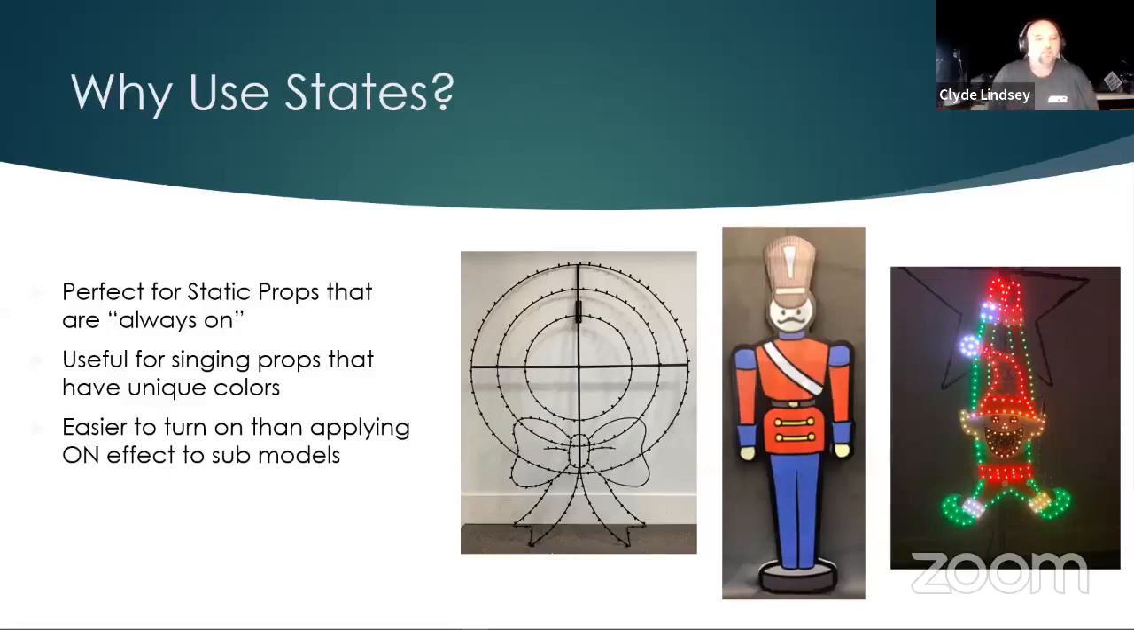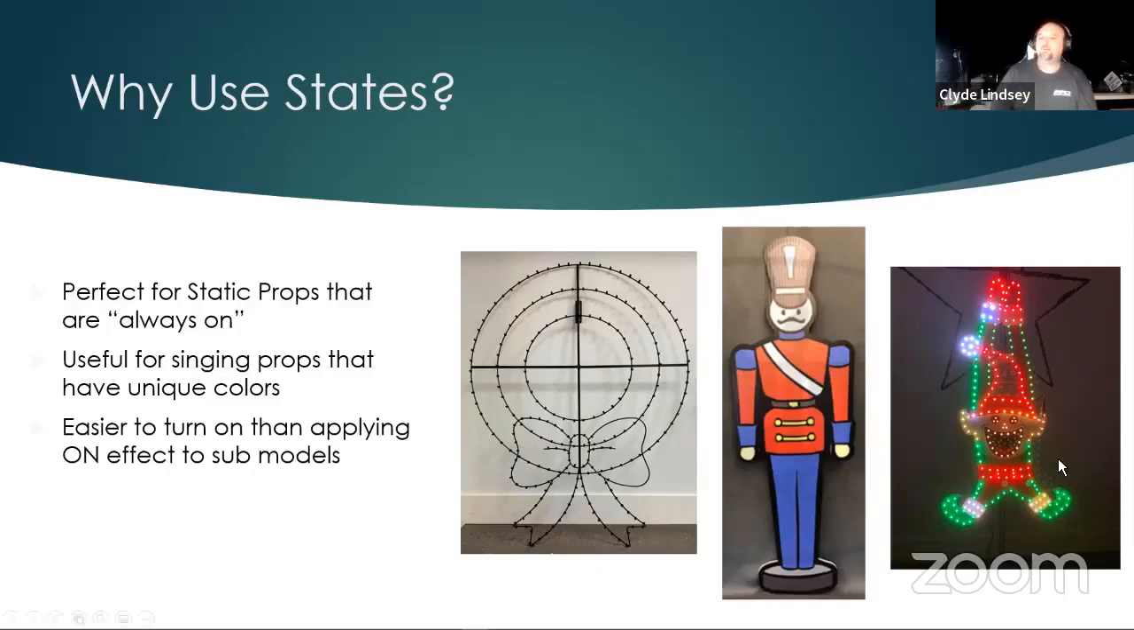red for the bow. If you have the toy soldier that we've utilized a number of times in different projects across the country, and you like the colors that the toy soldier has on him, many people have probably submodeled those pixels and turned them on those colors, and it made it appear like the toy soldier was lit up in those specific colors. And then as you can see to the right here, we also have what we call our elf monkey that we use in a number of our projects, and we use the state effect to light up the ball of his hat white, or the cuffs.